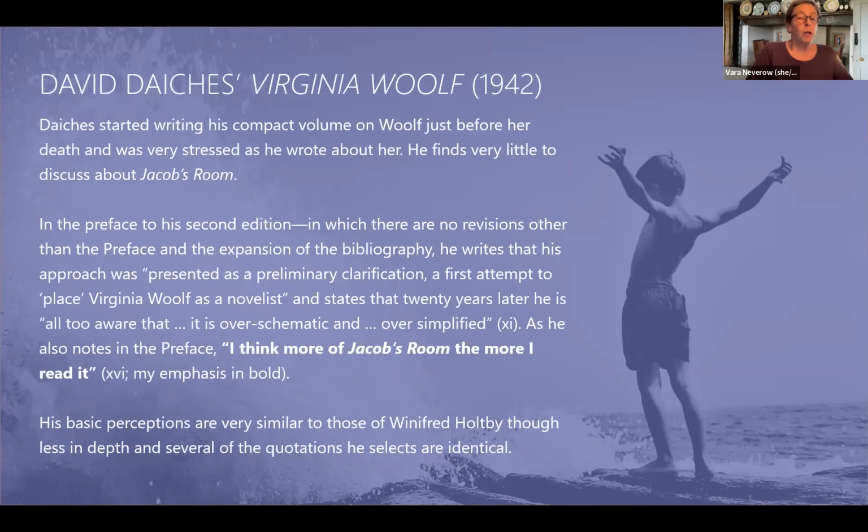David Daiches started his 1942 volume on Woolf before she died, and he was very stressed by her death. He finds very little to discuss about Jacob's Room, and in the preface to his second edition, in which there are no revisions other than the preface, it's important to take into account that two decades later, he has realized that he thinks more and more of Jacob's Room the more he reads it. And so there's an absence in his perception of the text when he first wrote about it, and in some ways he clearly regrets it.